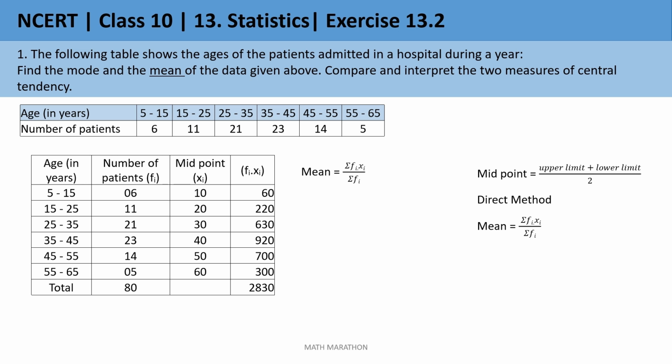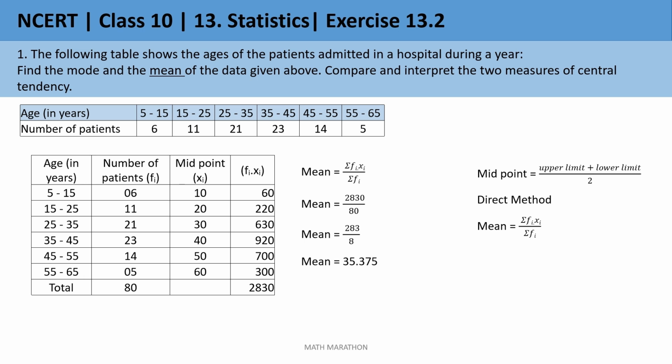Formula to calculate mean is summation of FiXi divided by summation of Fi. Mean is summation of FiXi, which is 2830, divided by summation of Fi, which is 80. Let us divide numerator and denominator by 10. So, mean is 283 divided by 8.